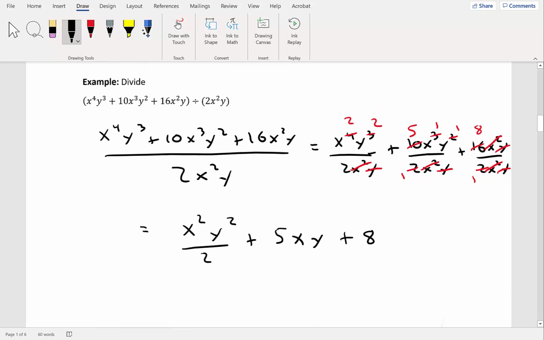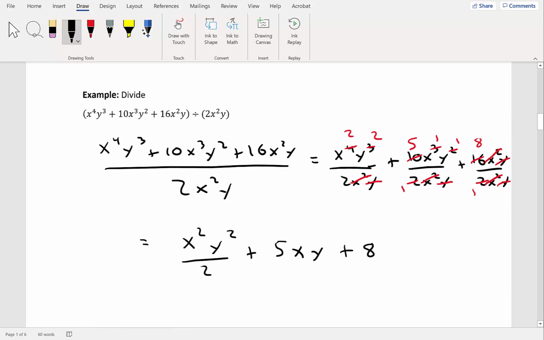Okay. So for these three examples, we are just dividing by a monomial, divided by one term. So whenever you're dividing by one term, divide each term in the numerator by that one term in the denominator. Let's take a look at our next objective.